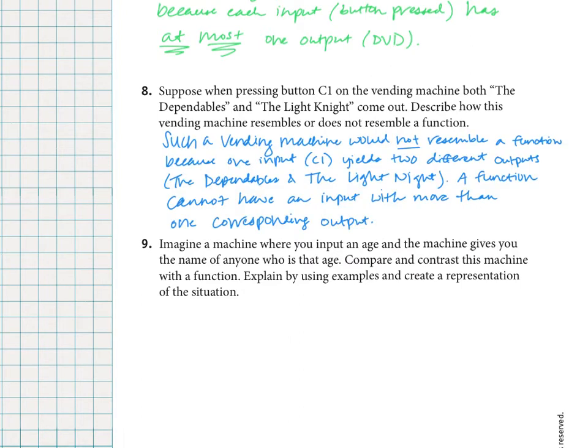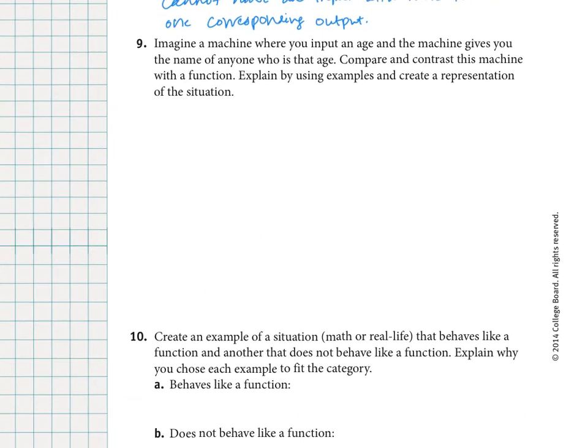All right, let's go ahead and read what I wrote down. I said such a vending machine would not resemble a function because one input, C1, yields 2 different outputs, the dependables and the light night. Here we know a function cannot have an input with more than one corresponding, which means matching, more than one matching output. We're going to do example 9 together.